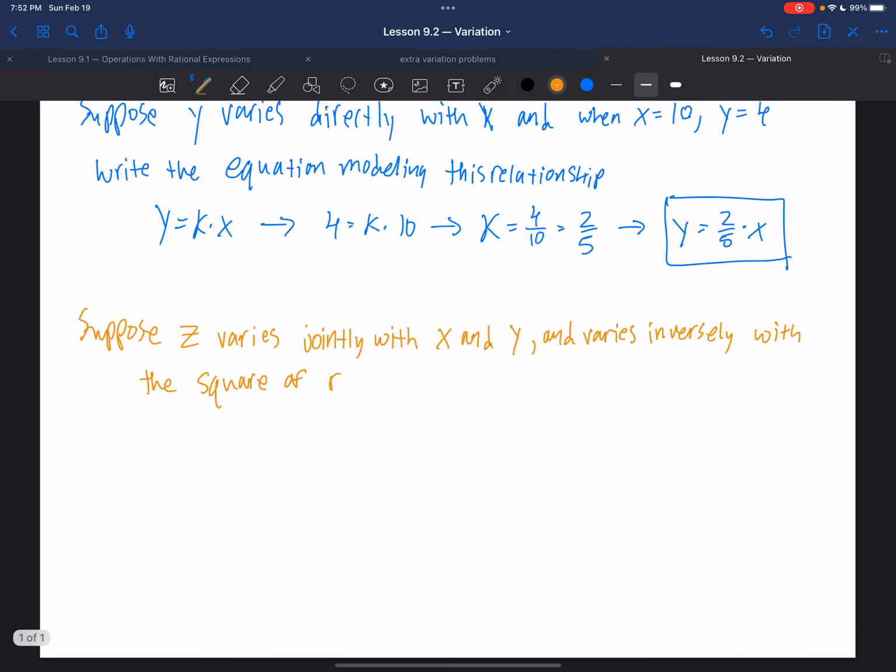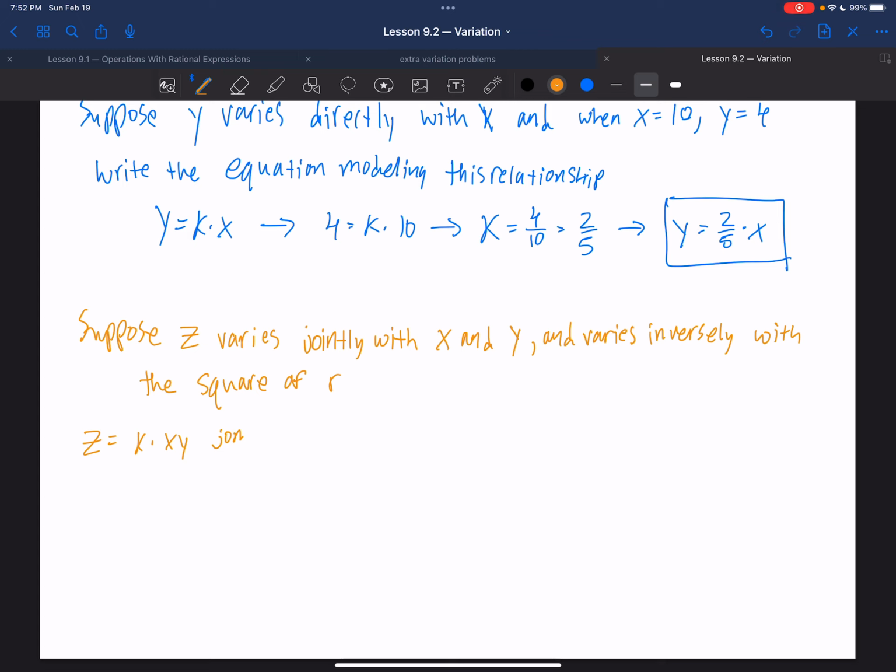So if I were to write this equation, well, the joint part, right? So z equals k times xy. That's the joint piece. And z equals k times 1 over r, but it says the square of r, which means it's r squared. This piece is the inverse. Now we're going to combine that.